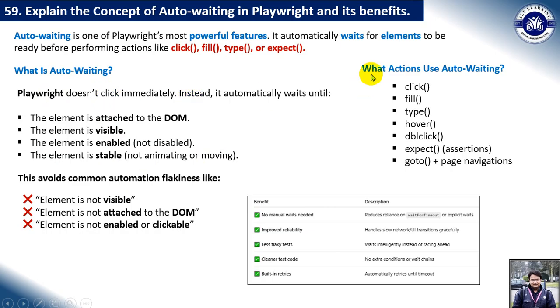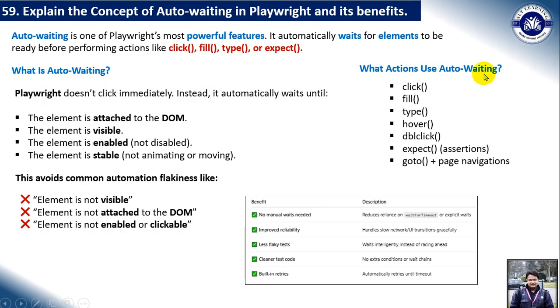Okay, so what are the actions used in auto waiting? This is the question they might ask. Can you give us three to four actions that are part of auto waiting in Playwright? You can just say click on a button or a link, fill the input, type, mouse over, double click, then expect as an assertion, then goto and page navigation. All those actions will be auto-waited in Playwright.